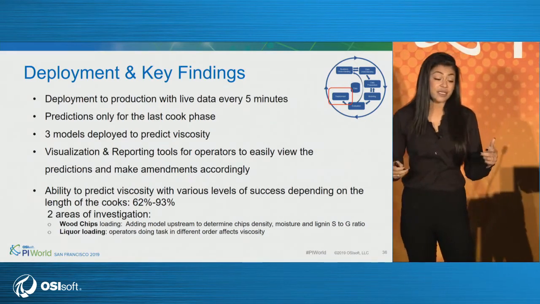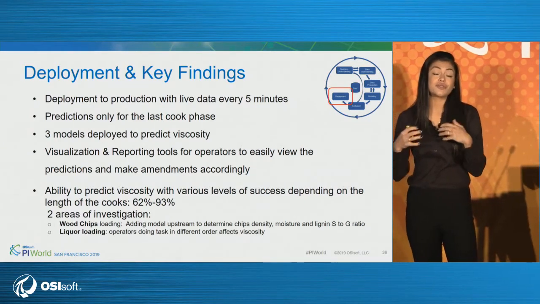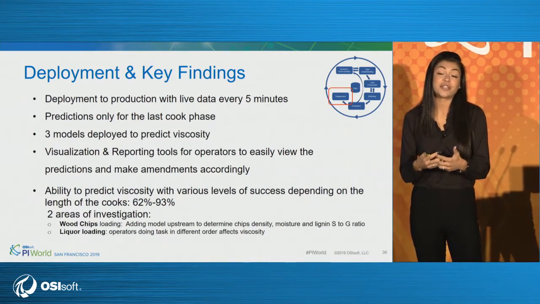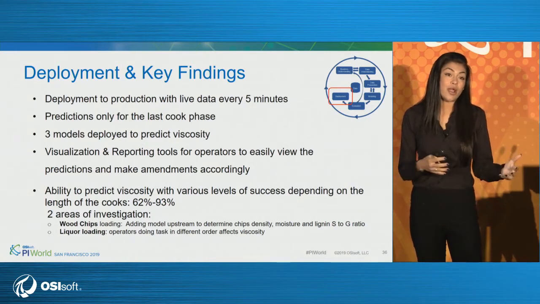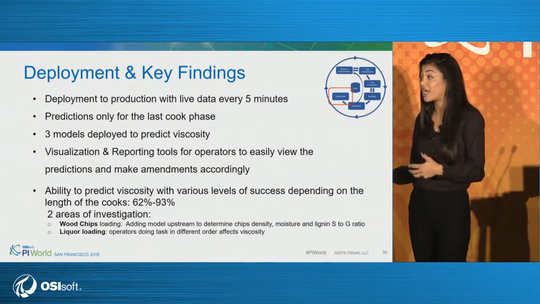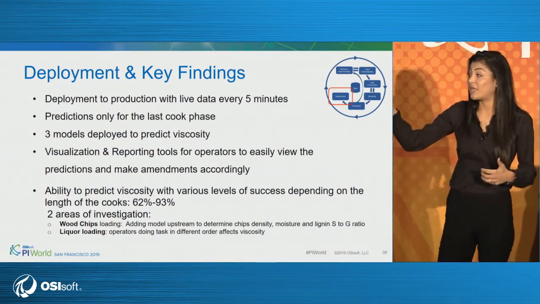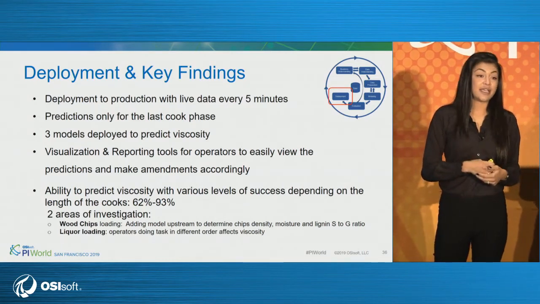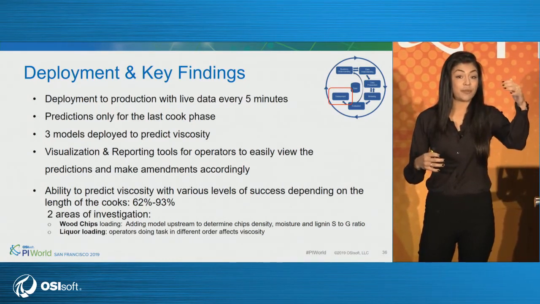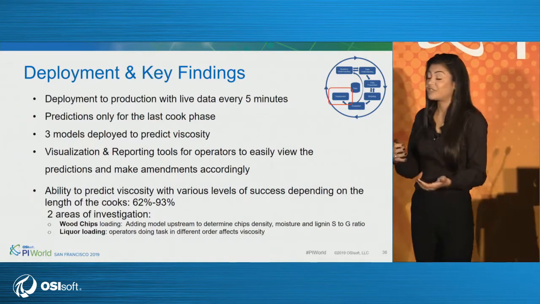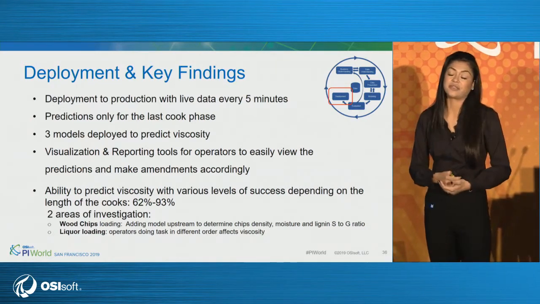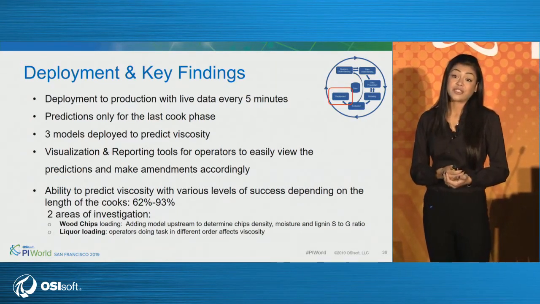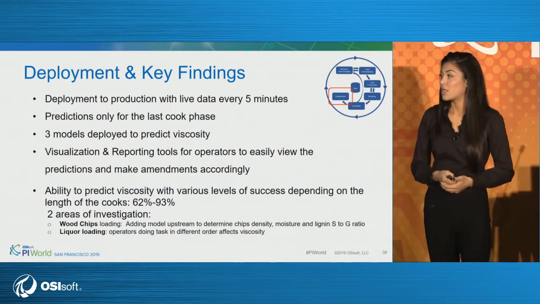But more interestingly, they did find 2 areas in investigation that they weren't necessarily aware of before that data science project. And one around maybe the wood chip, and saying that adding some model upstream to be able to model chip densities or chip moisture, for instance, could better the viscosity model down the line.